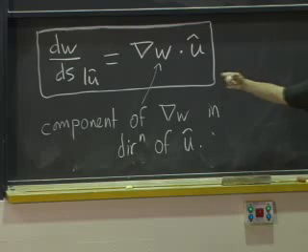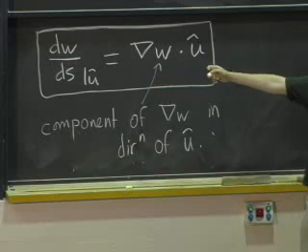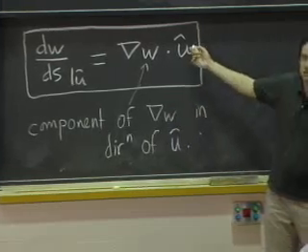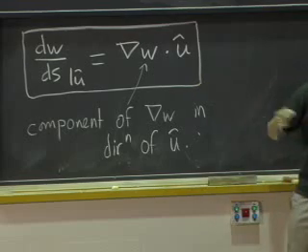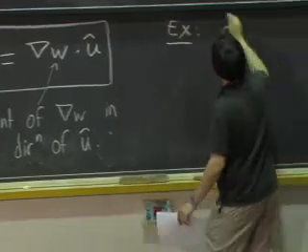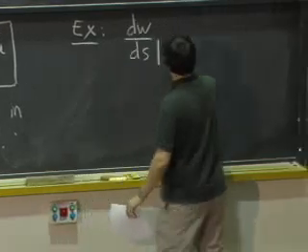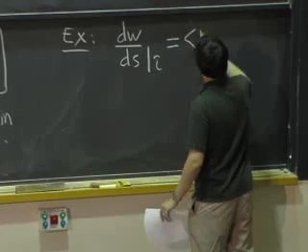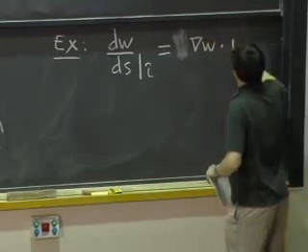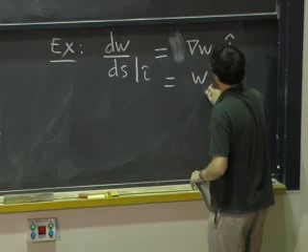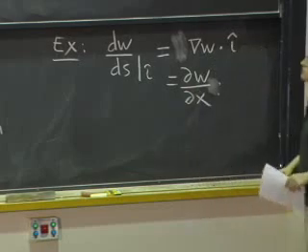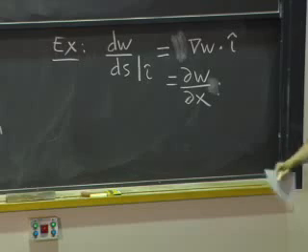For example, the directional derivative in the direction of i hat is the component along the x-axis. That's the same as the partial derivative in the x direction. Things make sense. dw ds in the direction of i hat is gradient w dot i hat, which is w sub x, or maybe I should write partial w partial x.